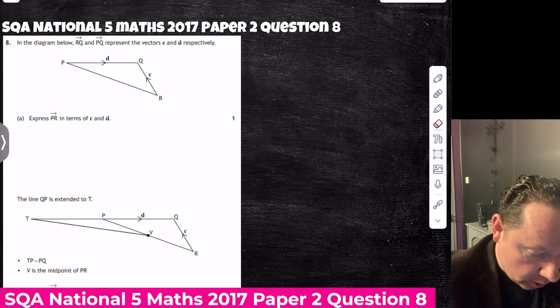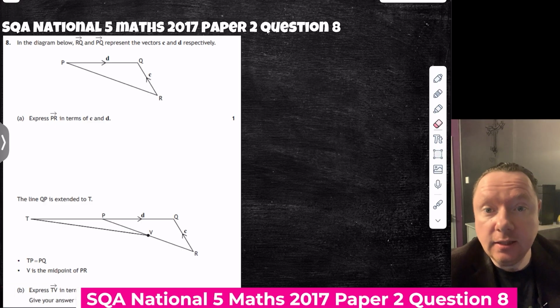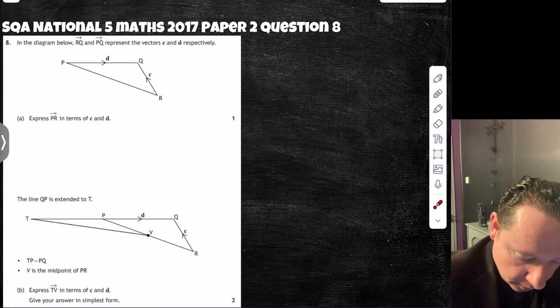SQA National 5 Maths 2017 Paper 2 Question 8 on vectors. In the diagram below, RQ and PQ represent the vectors C and D respectively. Express P to R in terms of C and D.